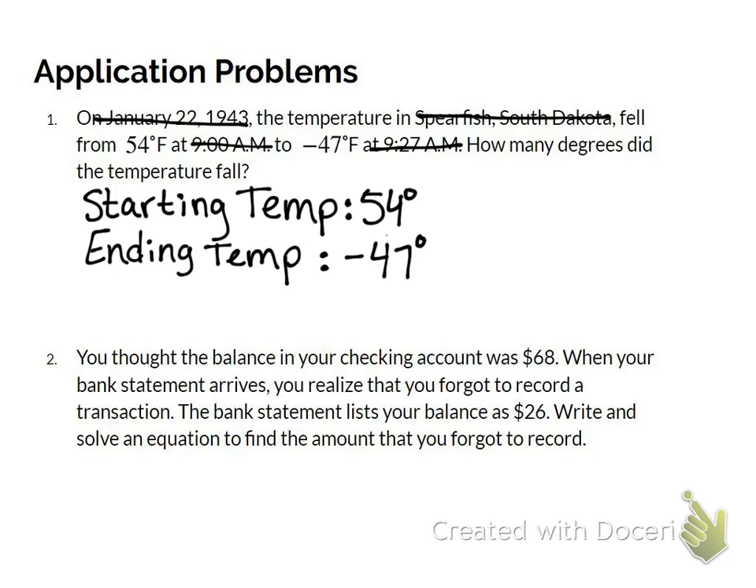If I'm using a variable, what variable do you want to use? N? T? It doesn't matter to me. Pick one. I like to use T, just make sure it looks like a T. If you want to use X or N, that's fine. This is going to represent what we don't know yet. What is it that we're trying to figure out? How many degrees the temperature fell. So that's what we're going to define it as: how many degrees temp fell.